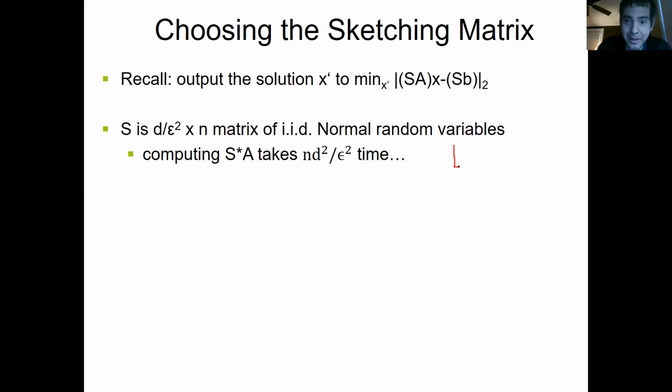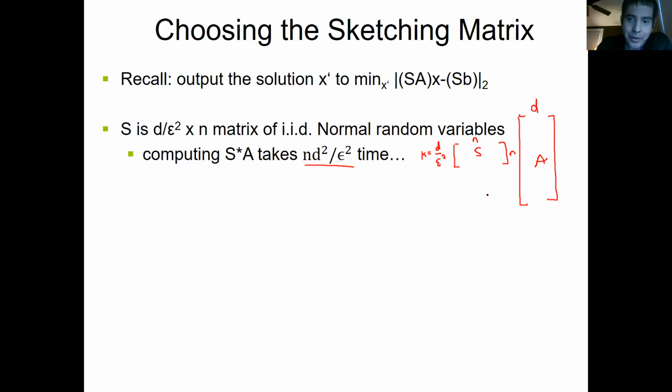Okay. Yeah. Okay. So here is S. This is S. It's k, which is d over epsilon squared, by n, and you're multiplying it by this tall thin matrix A, which is n by d. And naively multiplying these takes the product of the dimensions time, right? D over epsilon squared times n times d. So this is where the time is coming from.